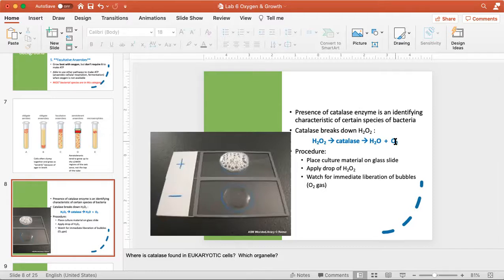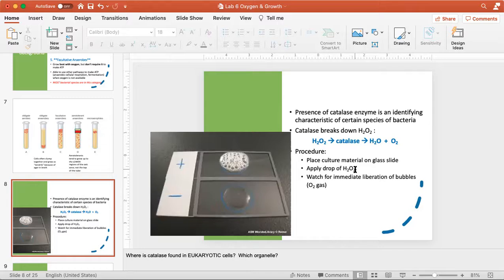So such an easy test to do. You take a glass microscope slide, you pick up some culture material. You can either pick up a couple of colonies off of an agar plate, or you can get a loop full of inoculated culture broth, and you just put it onto the glass slide. Then you put a drop of hydrogen peroxide on top of it, and you watch, and it happens very quickly.